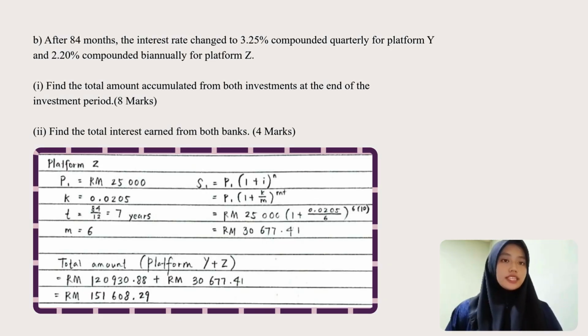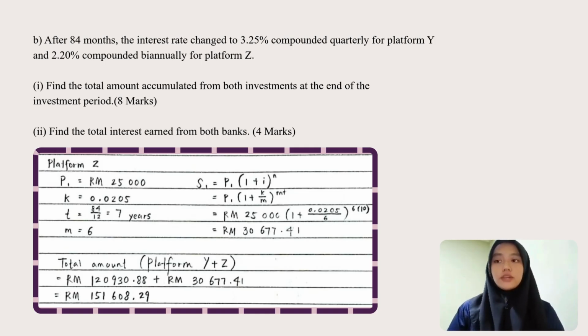Next is for platform Z. The information that we could get for platform Z is P equals to 25,000, K equals to 0.0205, T equals to 7 years, and M equals to 6. We are going to use the same formula, and we are going to substitute all the information into the formula. And the final answer for platform Z is 30,677 ringgit and 41 cents.